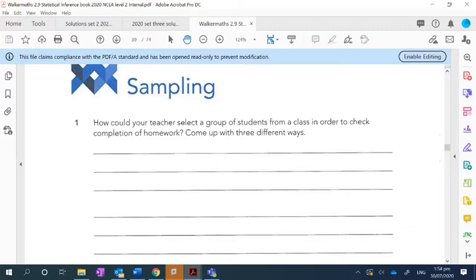Ella, Craig, you want to be first? All right. So how could I say I want to know from just this group of students, how could I pick a sample to see who did their homework? Perfect. All right. Did you hear that, guys? So you could assign everyone a number and then use a random number generator to select a sample. Right? Excellent.